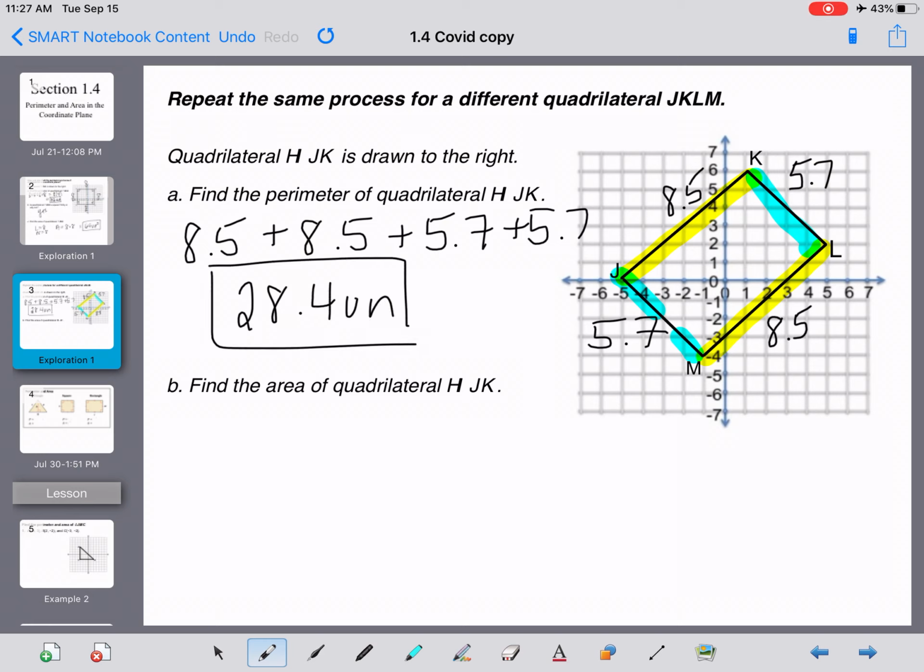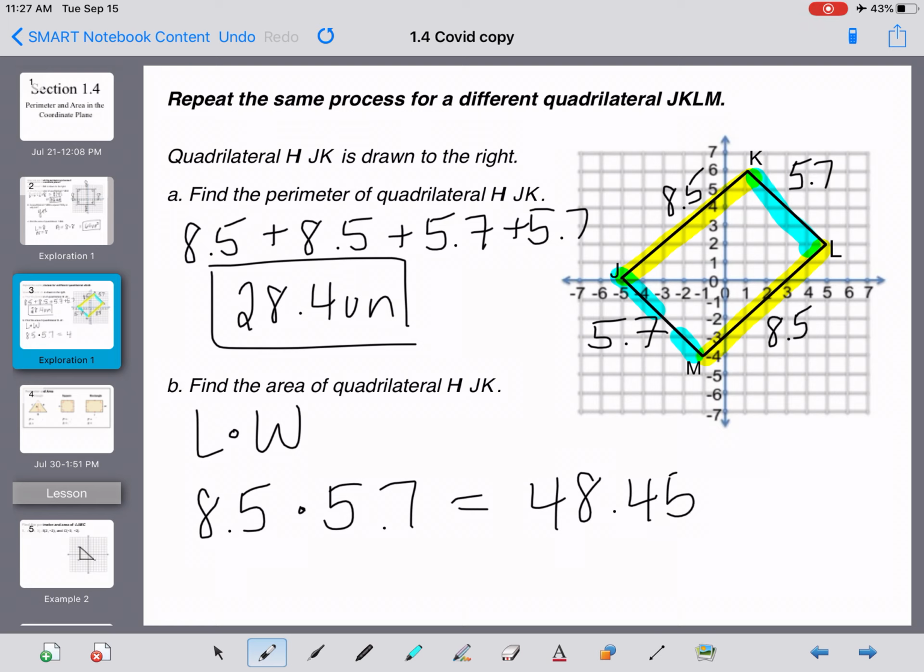Okay? Now to find the area, it's still length times width. So my length is 8.5. My width is 5.7. So let me type this in here. 8.5 times 5.7 should be about 48.45 units. And again, it's units squared because it's area.